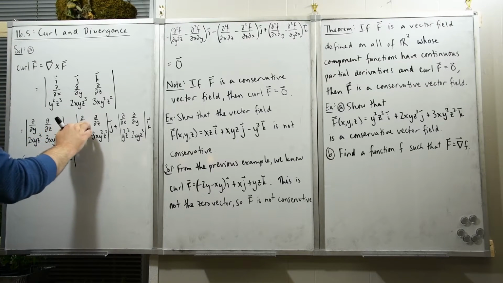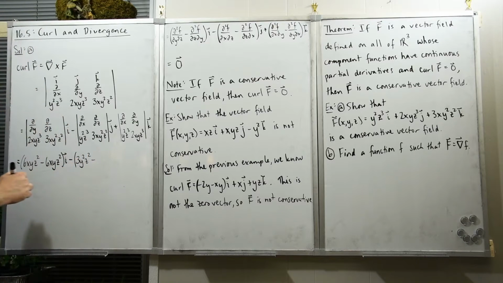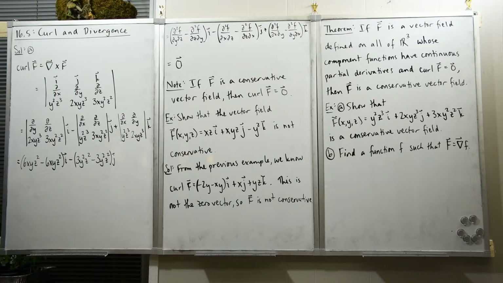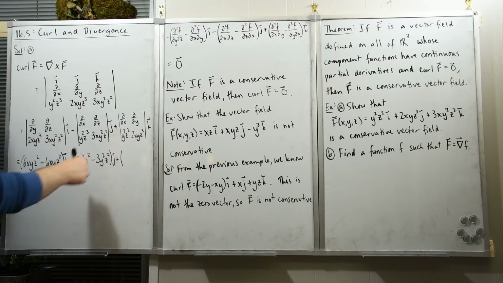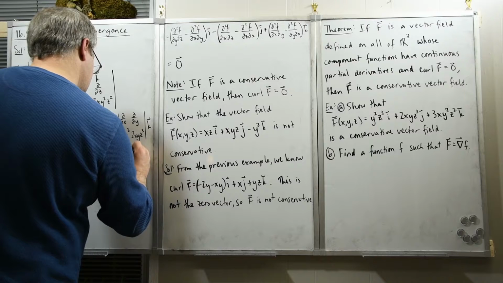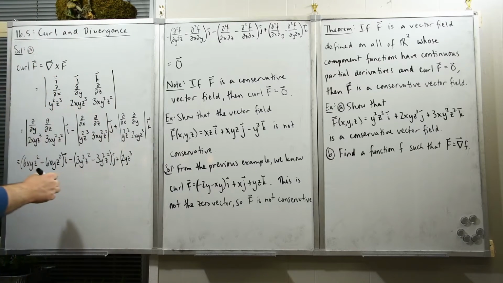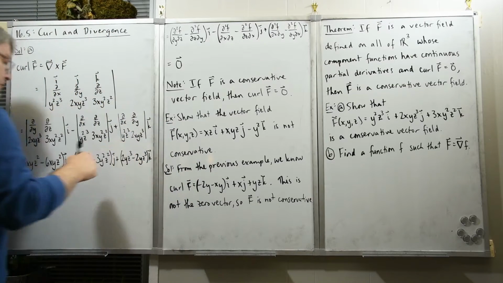And then subtract, we'll take the partial with respect to x of 3xy squared z squared. That'll be 3y squared z squared. And then we take away the partial with respect to z of y squared z cubed. Well, that's going to be y squared times 3z squared, or 3y squared z squared, and again we see that we'll get 0, this time for the j component. And then we'll have the partial with respect to x of 2xyz cubed, that's going to be 2yz cubed. And then we'll subtract the partial with respect to y of y squared z cubed, that'll be 2y times z cubed. And we get 0 for the k component.